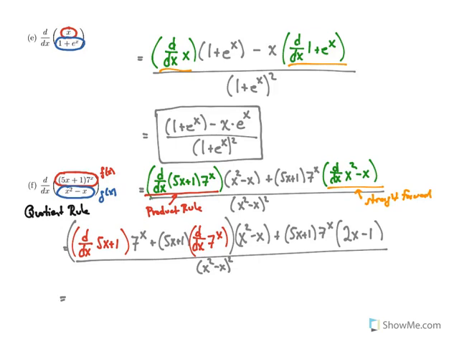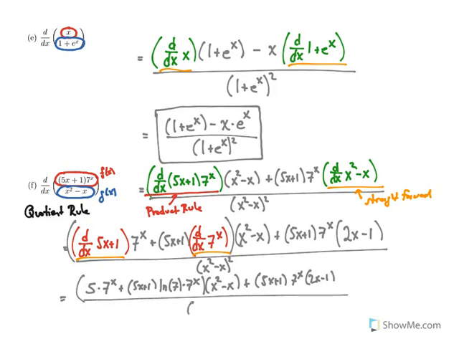And one more line here. Now we have two more derivatives to do. Both of these are pretty straightforward. So we have the derivative of 5x plus 1 is 5 times 7 to the x plus 5x plus 1. Derivative of 7 to the x is natural log of 7 to the x. All of that times x squared minus x. And then we're just going to copy everything else down. So 5x plus 1, 7 to the x, 2x minus 1, all over x squared minus x squared.